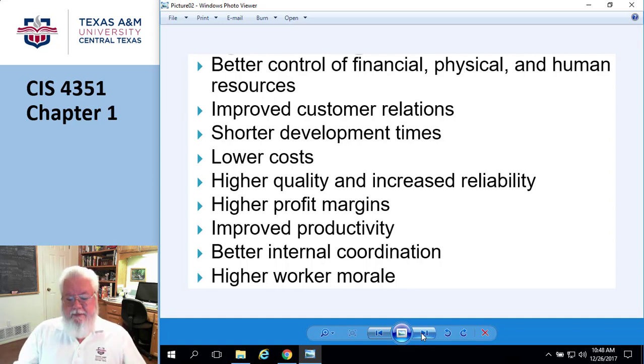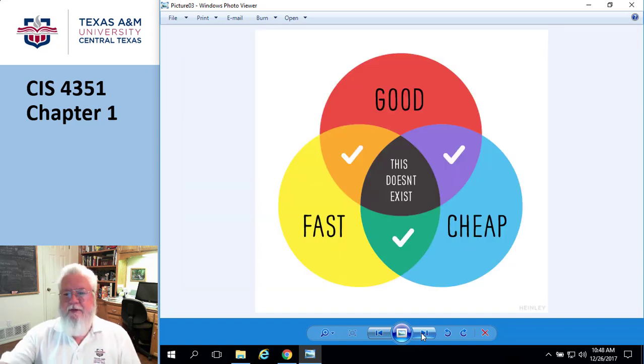The next thing they talk about is the project constraints. I love the little triangle thing. It says, when you want something, it can be good, fast, or cheap. Pick any two. You can't have all three. It can either be good and cheap, but it ain't going to be fast, or fast and good, but it ain't going to be cheap.